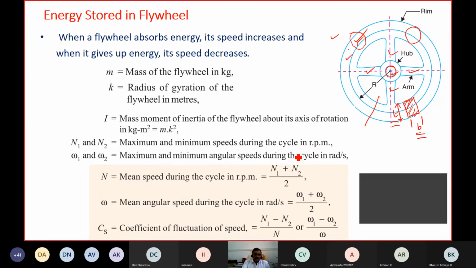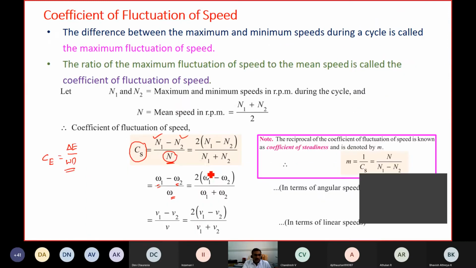And so the coefficient of fluctuation of speed can be defined in terms of N1 minus N2 by N. Otherwise, omega 1 minus omega 2 by omega. You know the relation between N and omega: omega is equal to 2 pi N by 60. If you put N1, that will be omega 1. If you put N2, that will be omega 2.